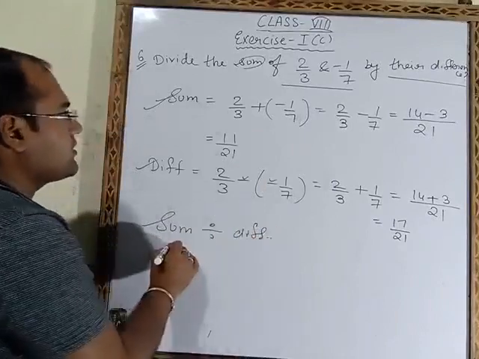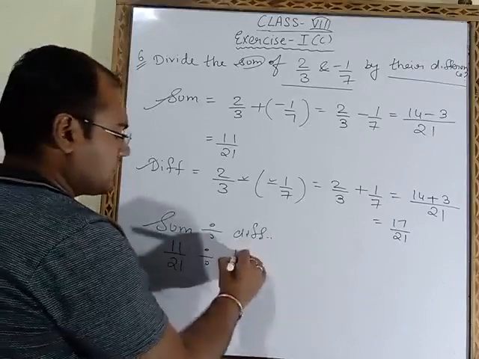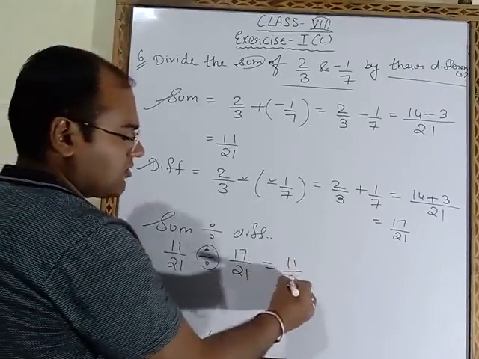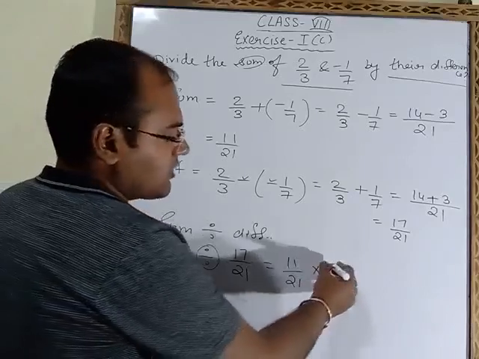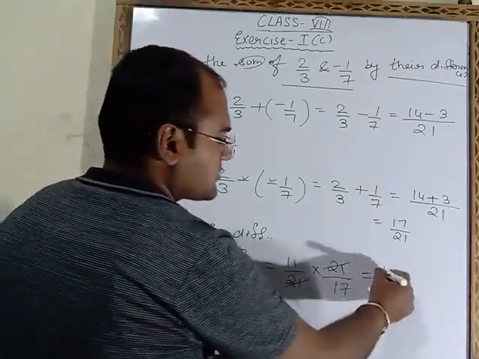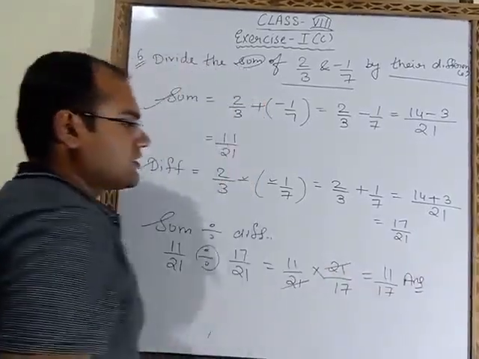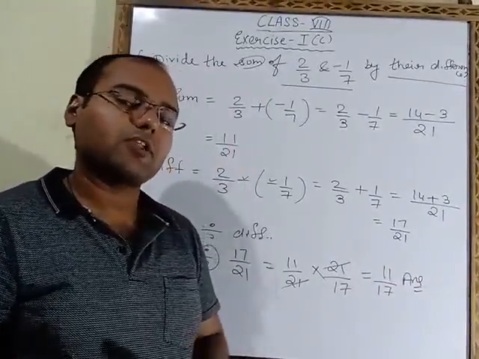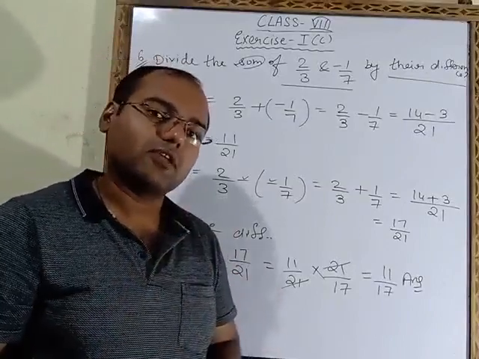Now we will put the values. Sum value is 11 upon 21. Divided by the difference value, 17 upon 21. Now we will change this divide. 11 upon 21, instead of divide we will take the multiply sign. 17 upon 21 will change into 21 upon 17. 21 and 21 will get cancelled. So answer is 11 upon 17. So this is question number 6. So now you have to do all the remaining parts of 1C exercise. All the questions are based on these concepts only.